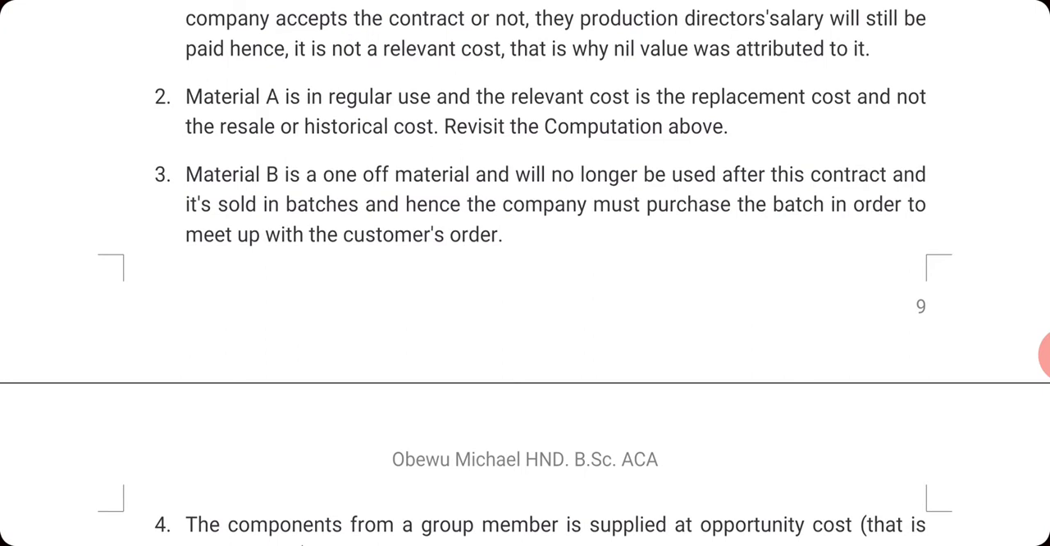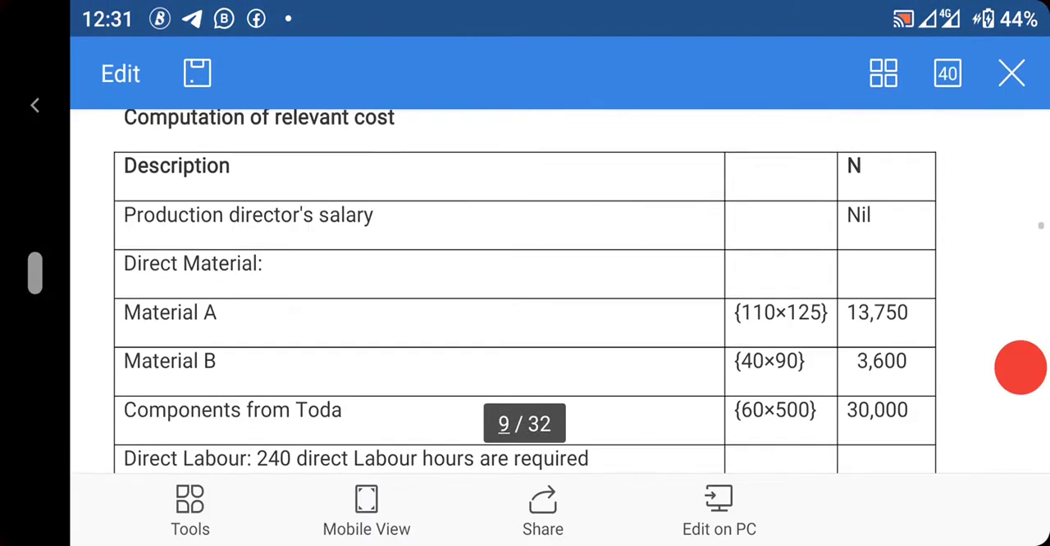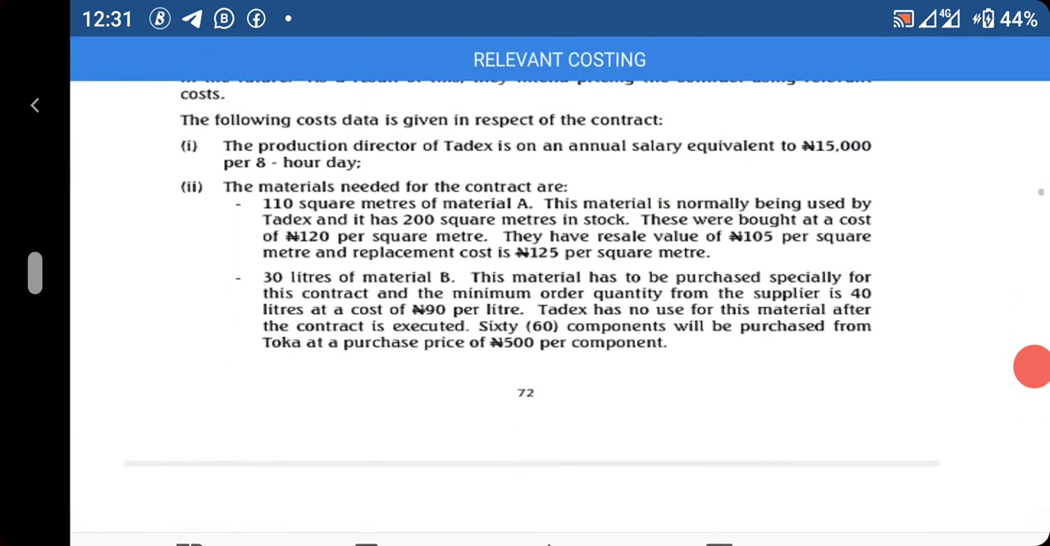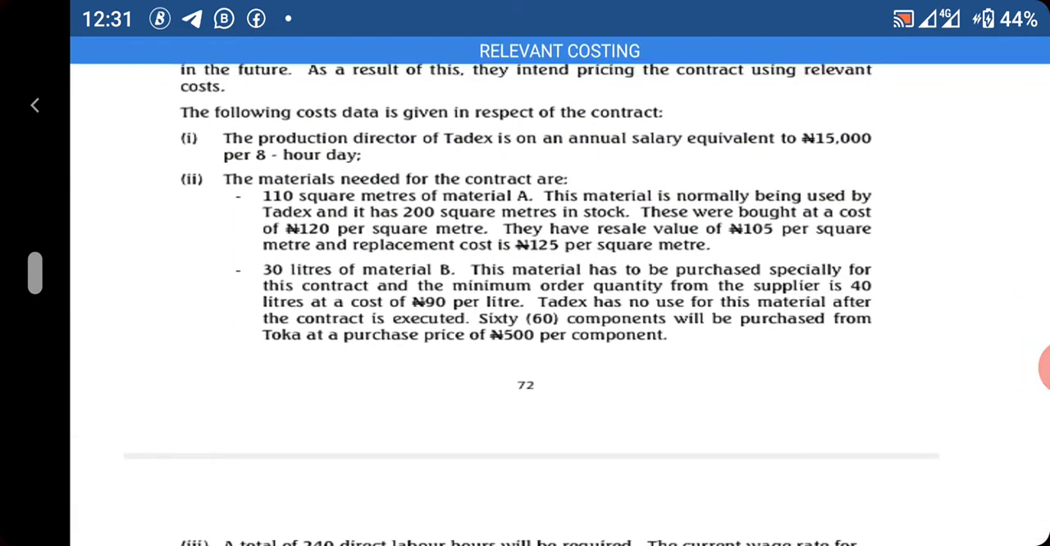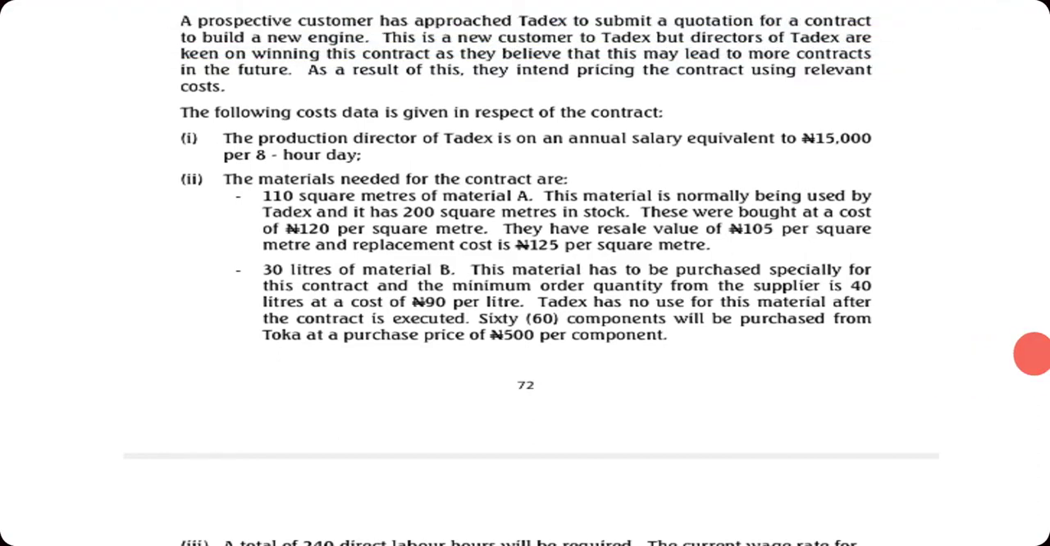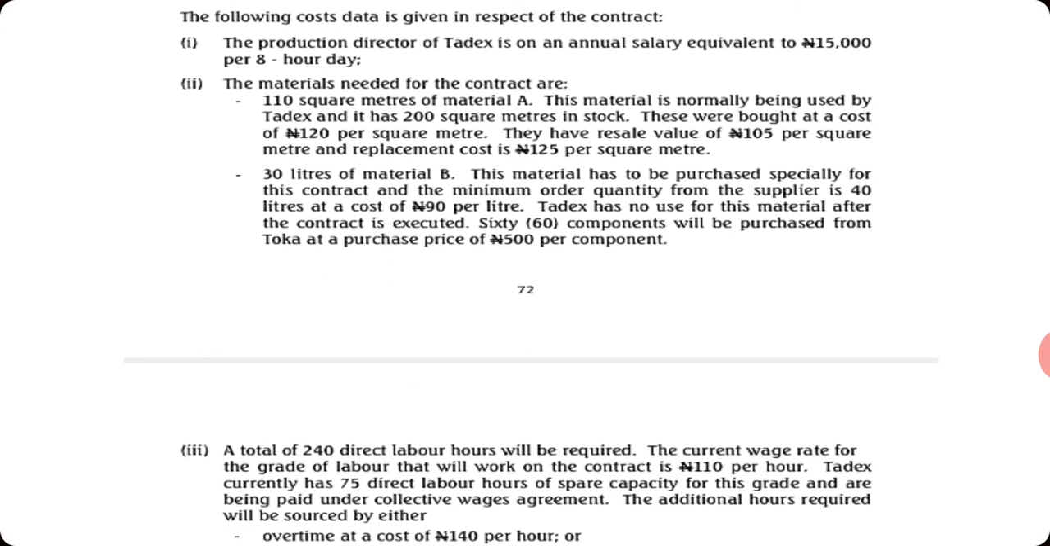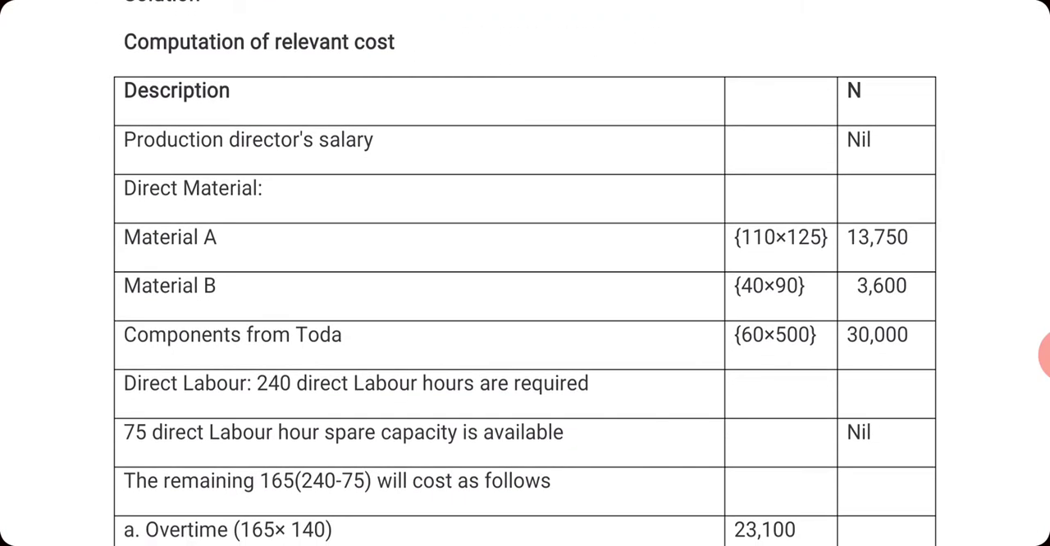So now we needed 30 of this material, but the material is sold in batches. Let's look at the question again. We needed 30 liters of material B, but it is sold as a batch, and the batch is 40 liters. So we must buy it. The 10 liters remaining, we'll dispose of because we don't need it. So the relevant cost is the cost of the batch that we must buy, which is 40 times the current value. Look at it, material B, 40 times 90 naira. So that gave us the relevant cost.